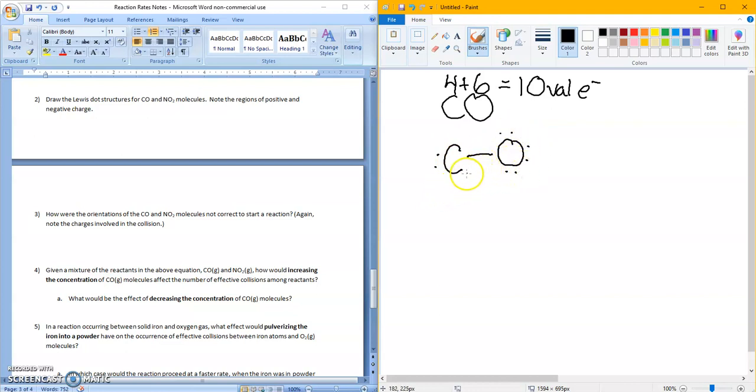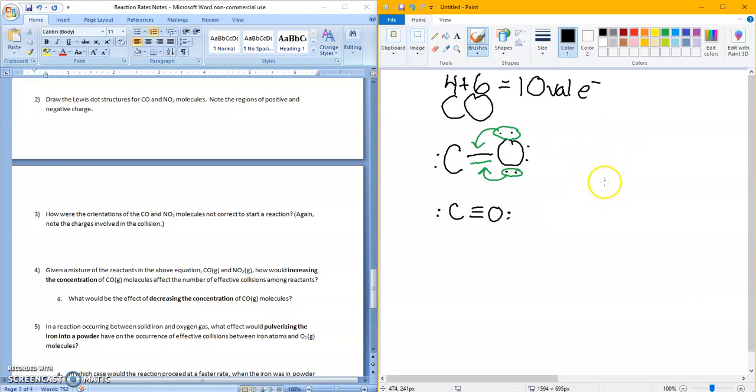Alright, so now I check for stability. Carbon only has 4 electrons, so what I'm going to do is take these electrons, and I'm going to move them so that I create another bond. So these electrons are now here, and therefore carbon has 6, so therefore oxygen needs to share another lone pair. So those are going to move there, and you get carbon monoxide. Okay, so there we have it, carbon monoxide.